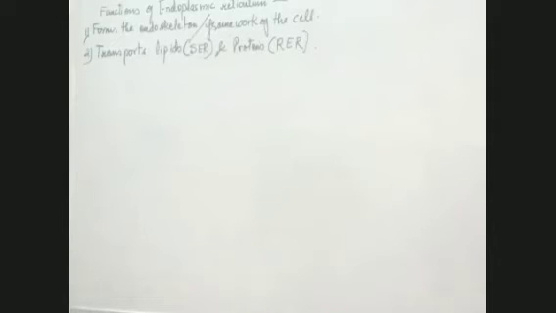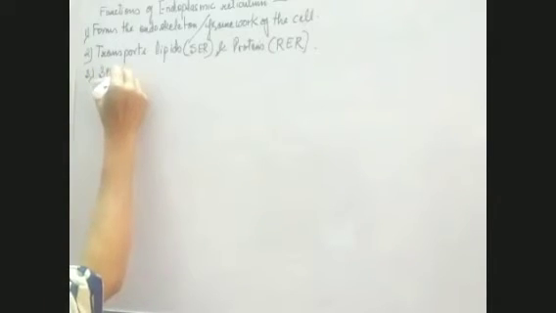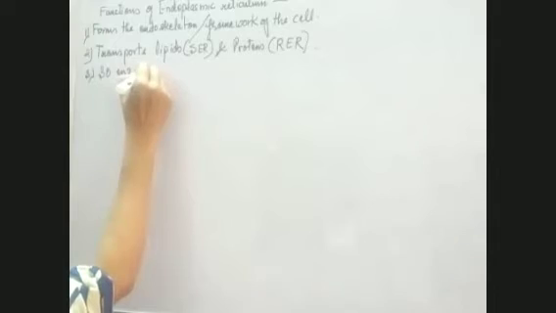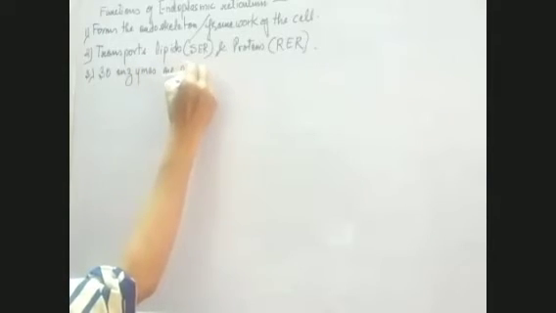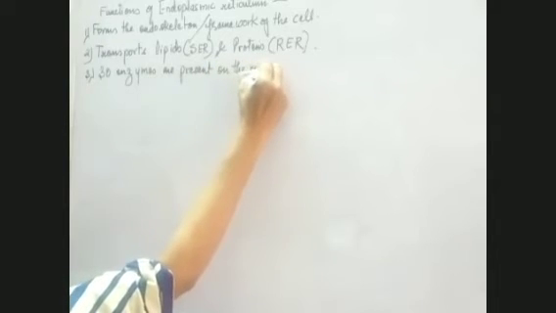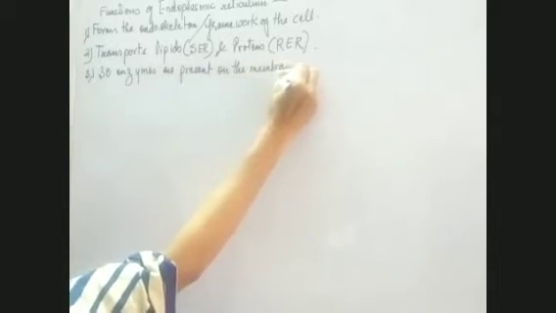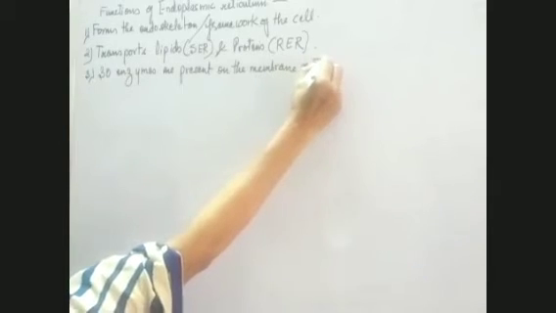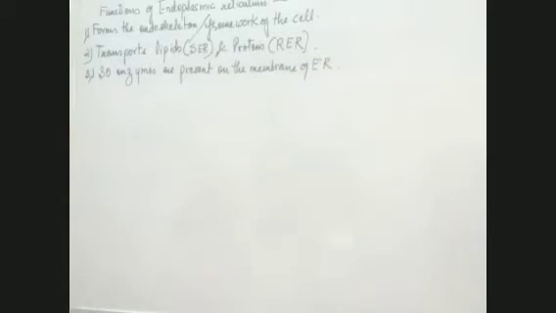Okay, so they transport lipids and proteins. This is the second point. The third point is this: the endoplasmic reticulum membrane contains about 30 enzymes. That means 30 enzymes are present on the membrane of ER. The ER membrane has 30 enzymes.